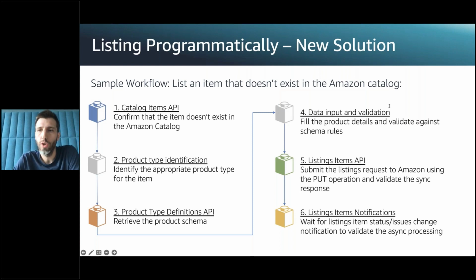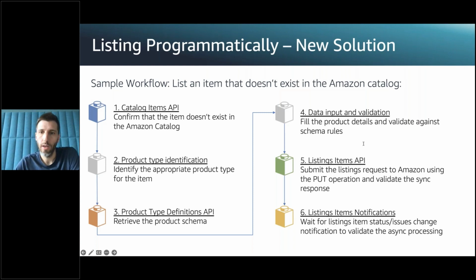Once confirmed, you need to identify and retrieve the correct product type for it. The Product Type Definitions API will help you achieve this goal. Next, you need to build a JSON document that includes all mandatory attributes for that category. This information is provided in the product schema. So that's easy to do. Ideally, and in order to improve the quality of your submission, you will also include non-mandatory attributes.